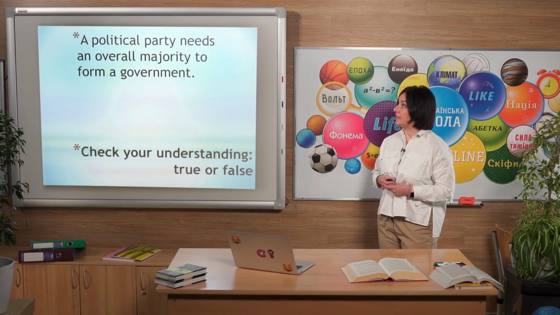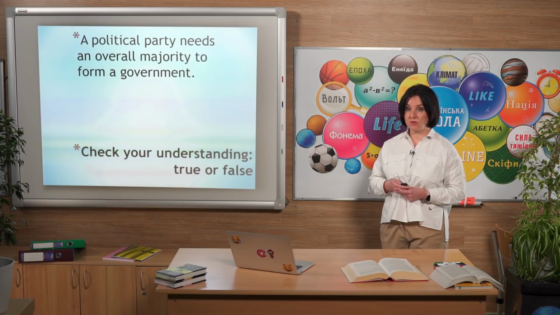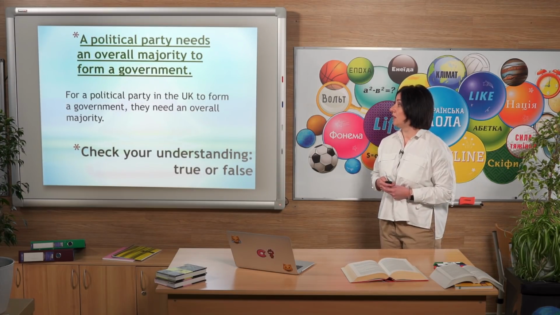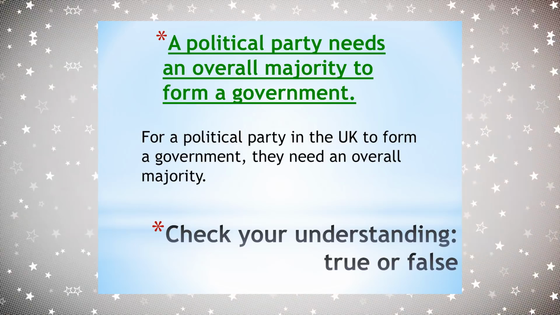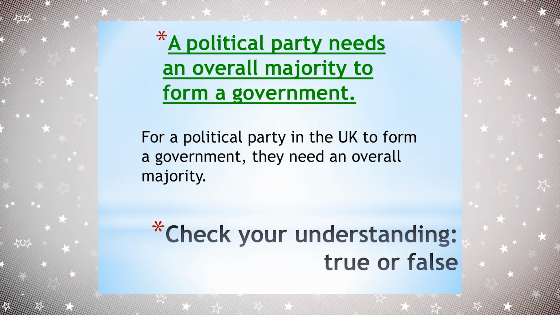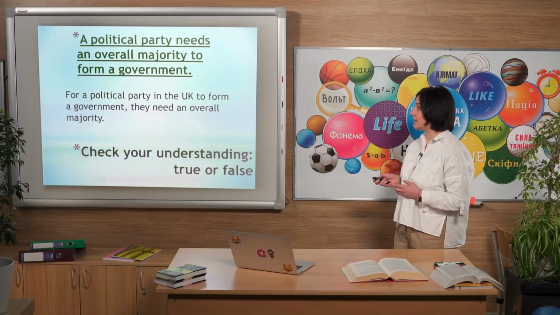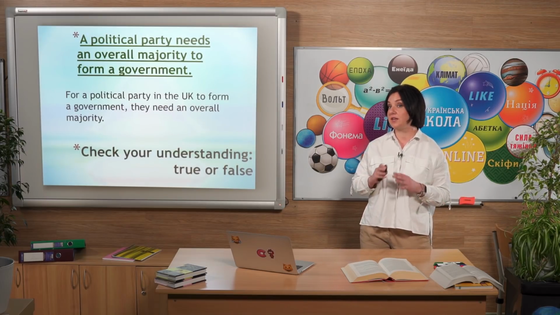A political party needs an overall majority to form a government. So, this statement is true. It is marked green. And the proof sentence from the text tells us for a political party in the UK to form a government, they need an overall majority. Here, you can see that this question is very easy because in the text, they used nearly the same structure of the sentence. So it is the direct information. They do not use synonyms in here, or they do not say the sentence in the other way.